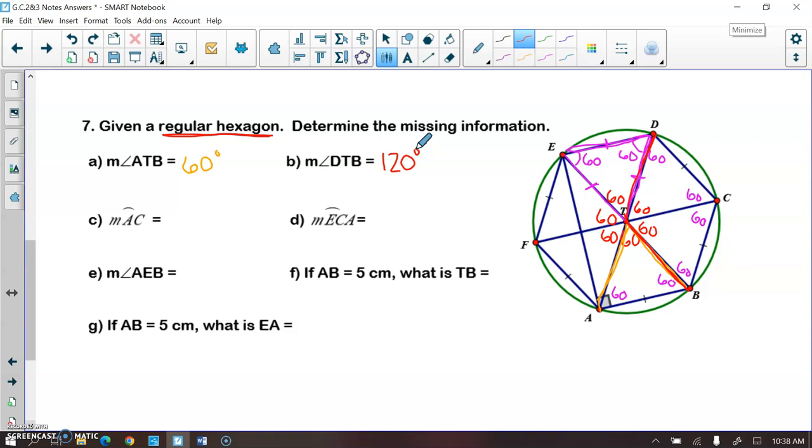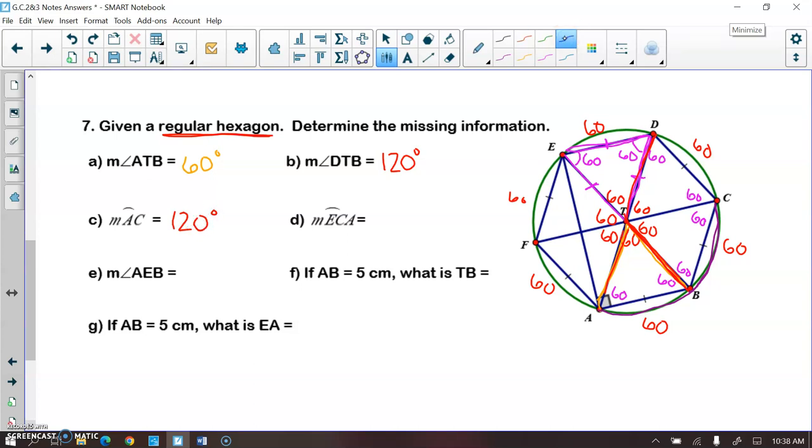And then now I want the arc AC, which is this arc here. Well, I have each of these central angles being 60 degrees, so each of these minor arcs are 60 degrees, because remember the central angle is equal to the arc that it intersects. So if I want arc AC, that's a 60 plus a 60, which is 120.